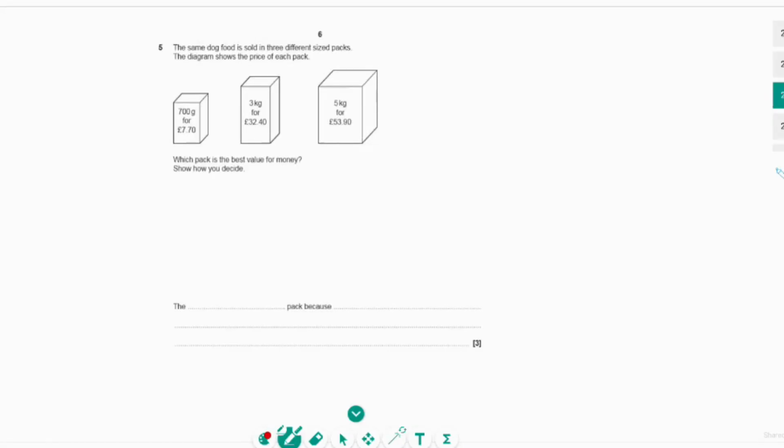The same dog food is sold in 3 different size packs. Diagram shows the price of each pack. Which pack is the best value for money? So we need to compare the same value for this. So I'm going to work out 1 kilogram for each one. So for this pack, 5 kilograms is £53.90. 1 kilogram, well, we need to divide it by 5. £10.78.